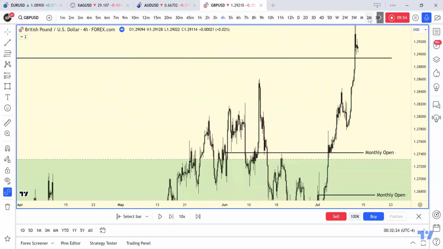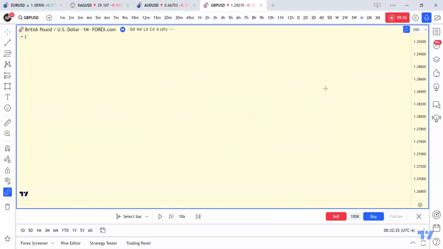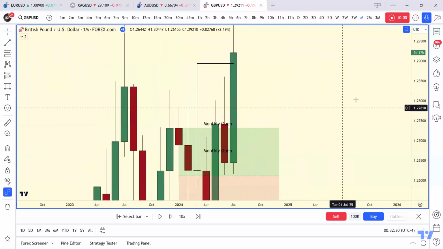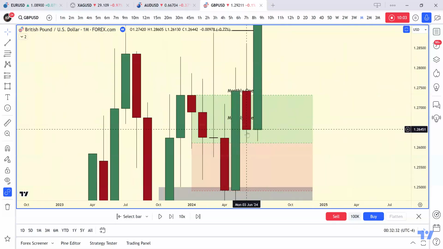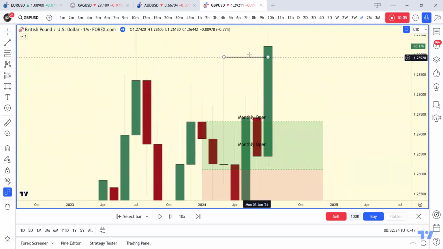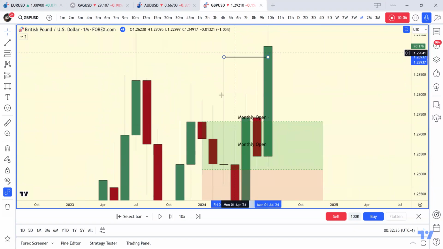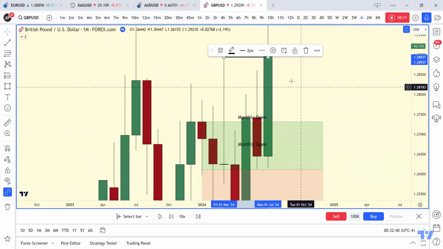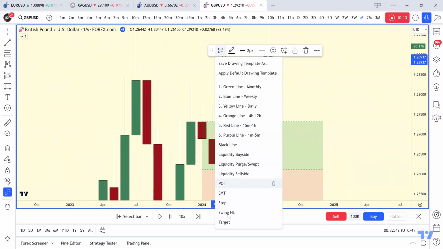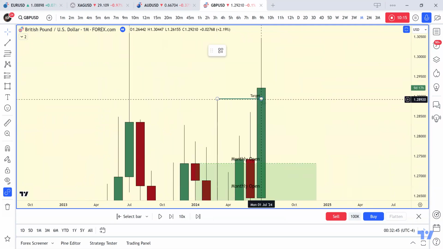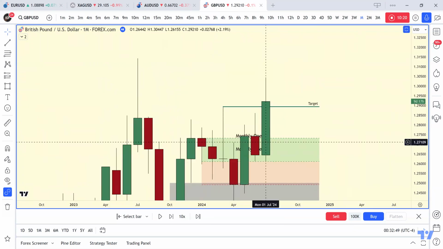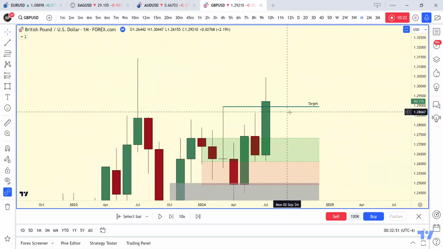So let's go back to the monthly and just see what that looks like. Okay, so yeah, this was our target up here. Just because these highs, a high here and a high here, and then we had the high here. I usually target highs, swing highs. Those are my targets. So I'll just delete this monthly open.